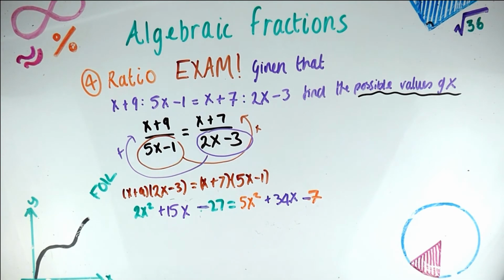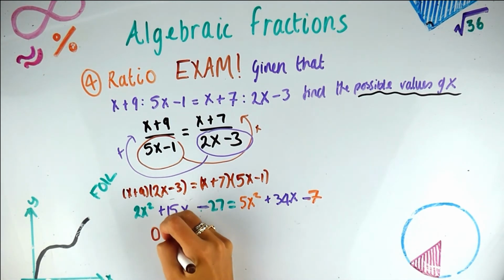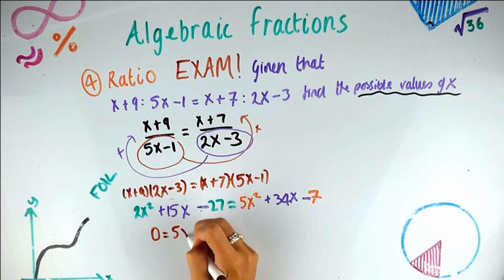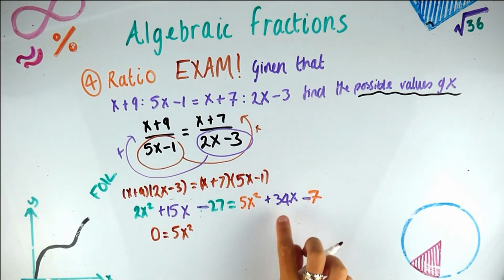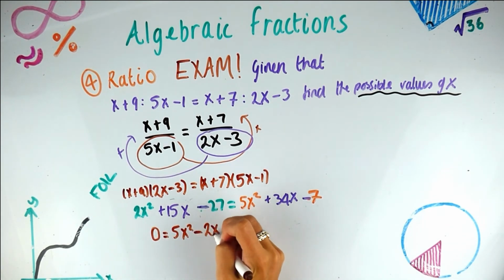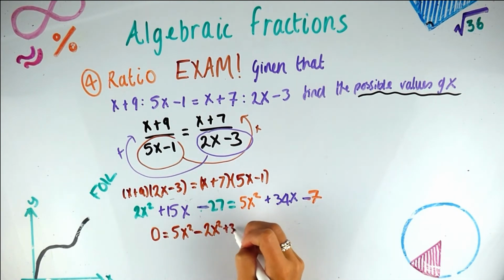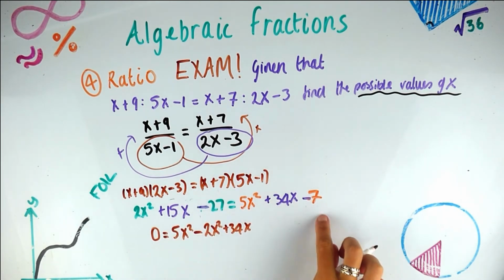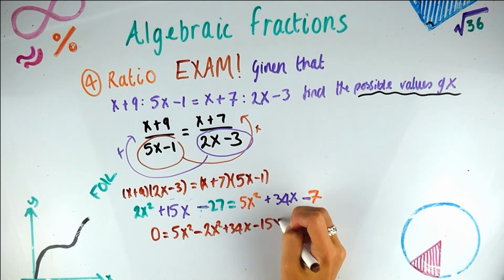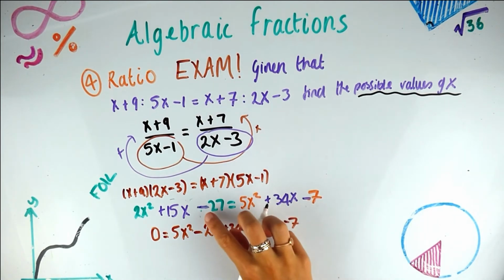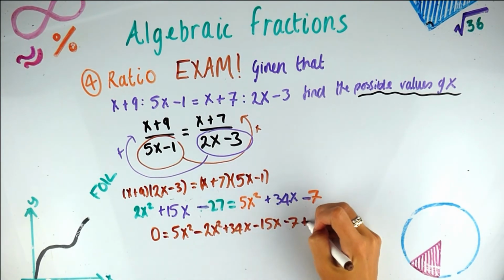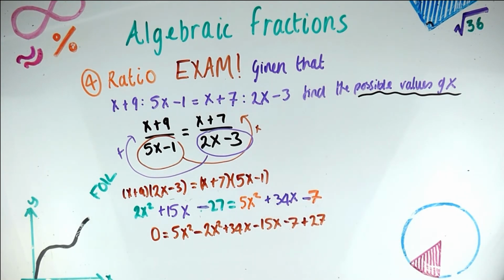So now, again, we've still got a lot of like terms just on different sides of the equal sign, so let's bring everything on this side over this side. So we're going to end up with 0 on this side, and we're going to have 5x squared on this side, and then we're taking the 2x squared over, so it becomes negative 2x squared. We have the 34x on this side, and we bring the 15x over this side, so we get negative 15x instead. We have minus 7 on this side, and we bring the minus 27 over, which gives plus 27.